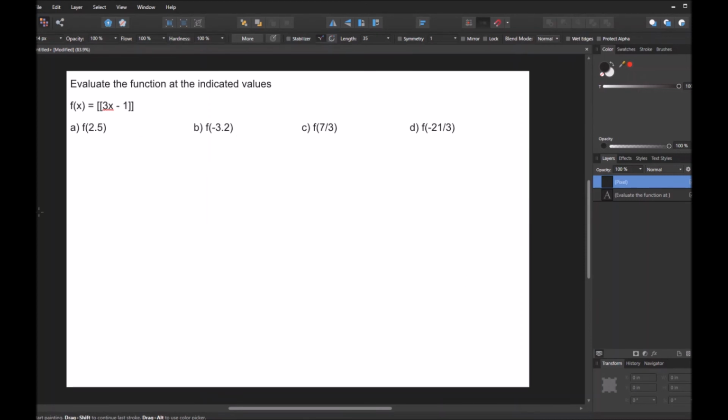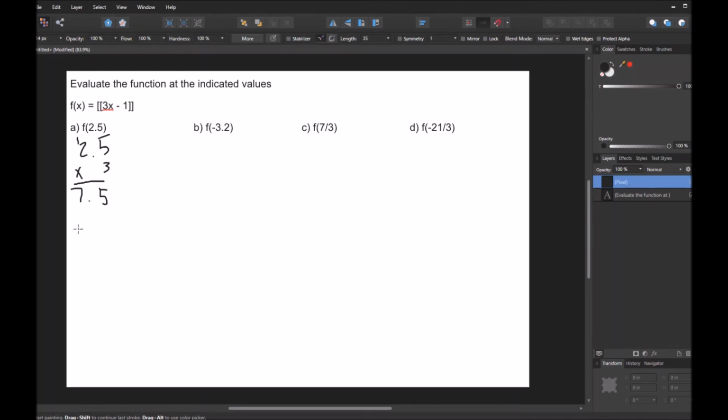Now our function is 3x minus 1, and we're asked to evaluate it at f of 2.5, f of -3.2, f of 7/3, and f of -21/3. So in part A right here we have 3 times 2.5 minus 1. So 3 times 2.5, I'm just going to do this out long form. If you know this off the top of your head, then you can just skip this step. So 3 times 5 is 15, and then 3 times 2 is 6, plus 1 is 7.